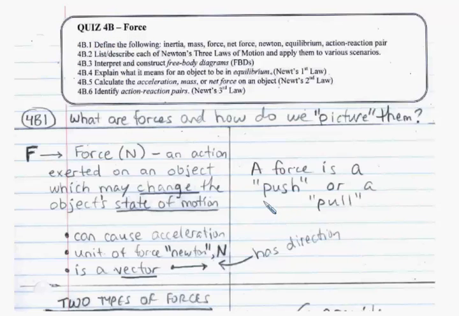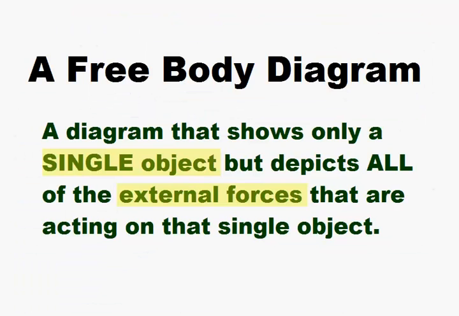A force is a push or a pull, and it's also a vector, which means it has direction. We often picture forces by using a free body diagram. A free body diagram shows only a single object but depicts all of the external forces that are acting on that single object. We use the word external because the forces have to come from outside of the object that you are drawing.